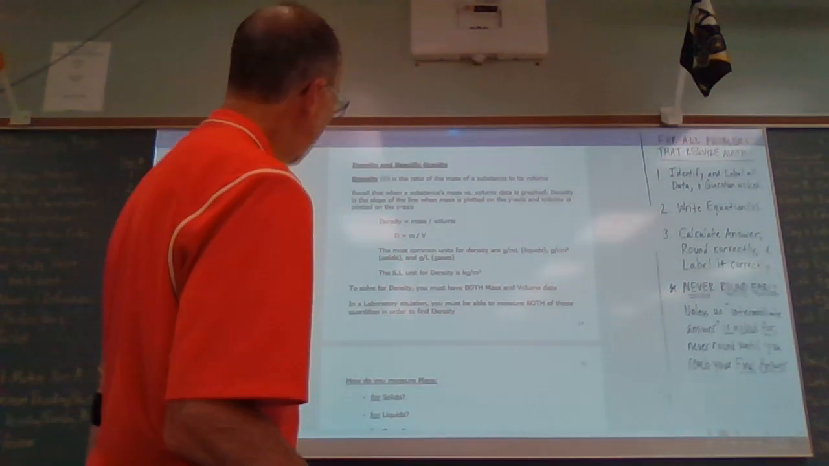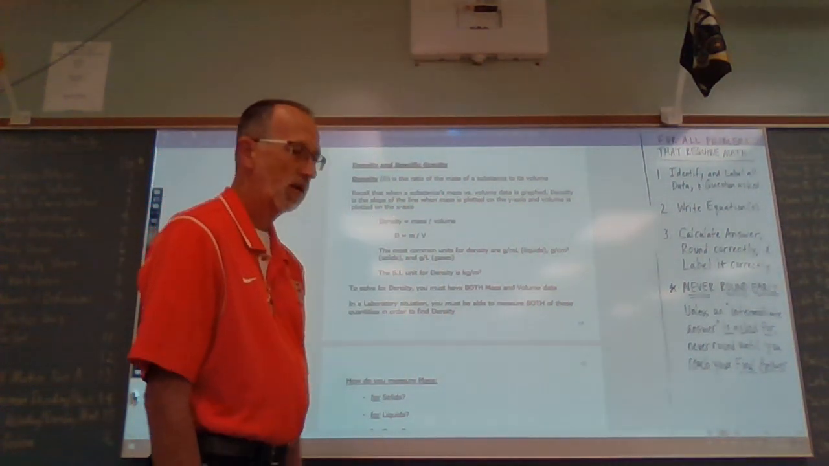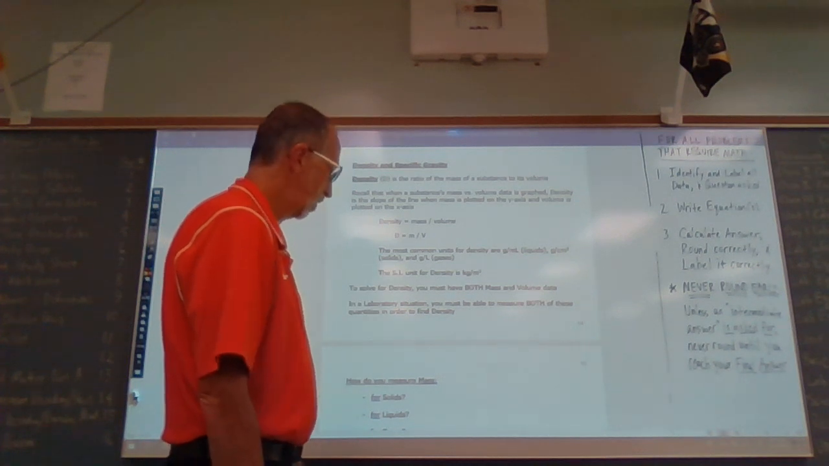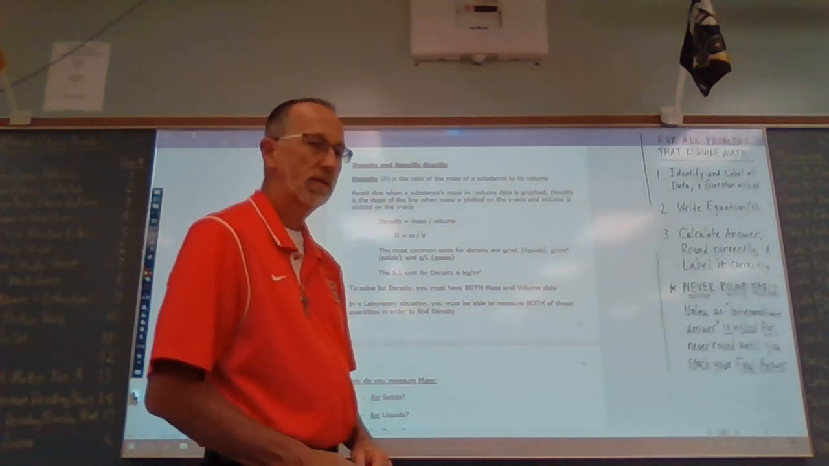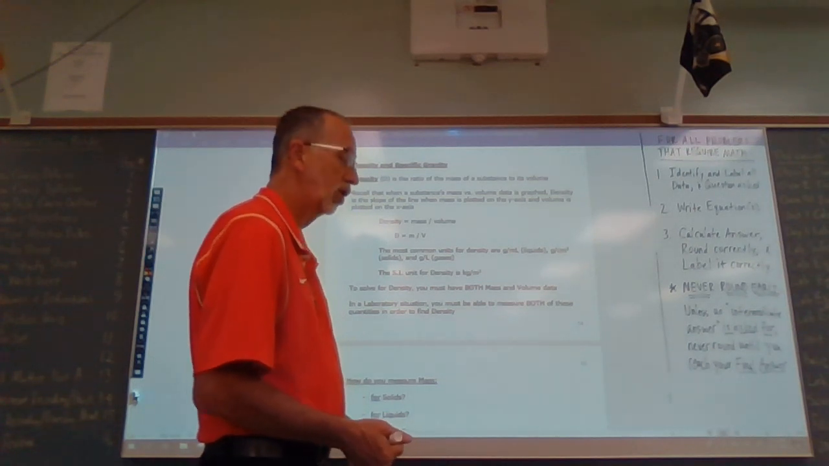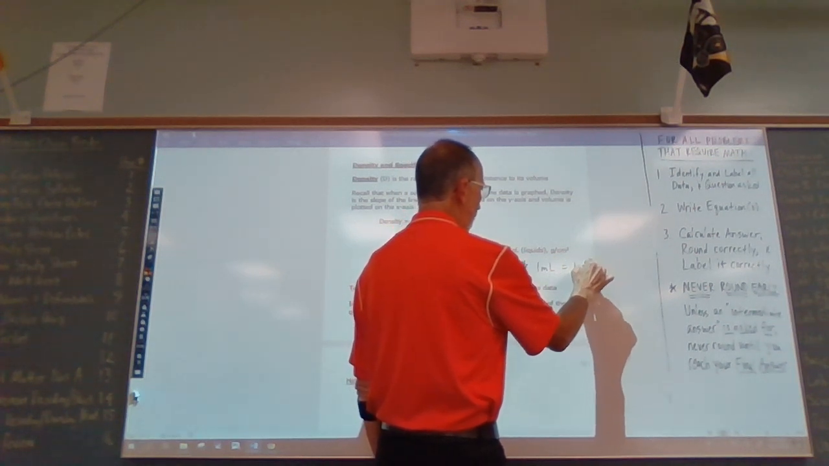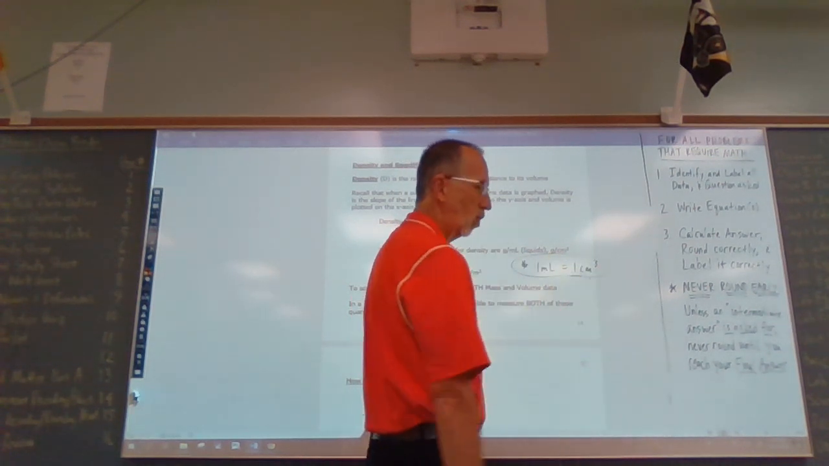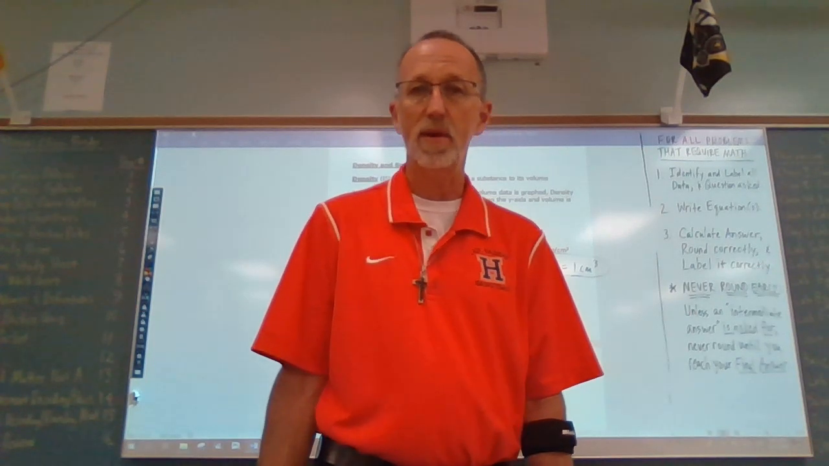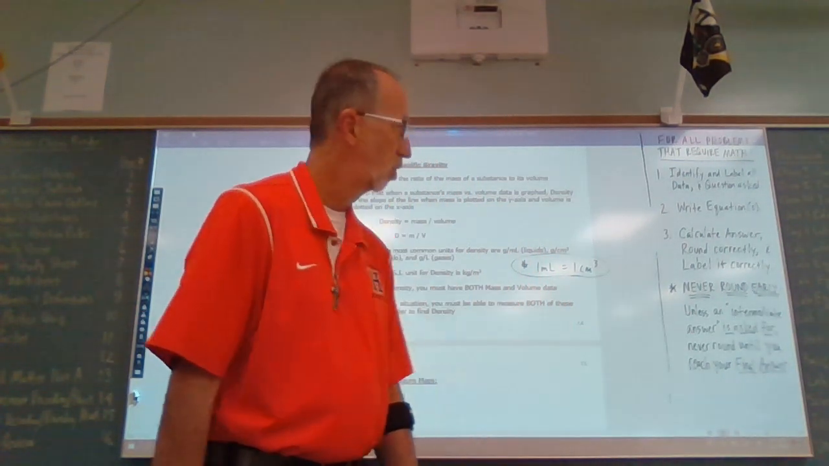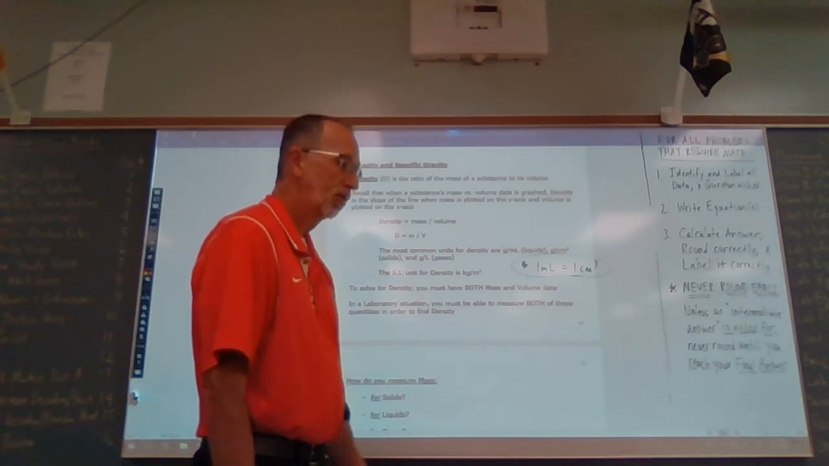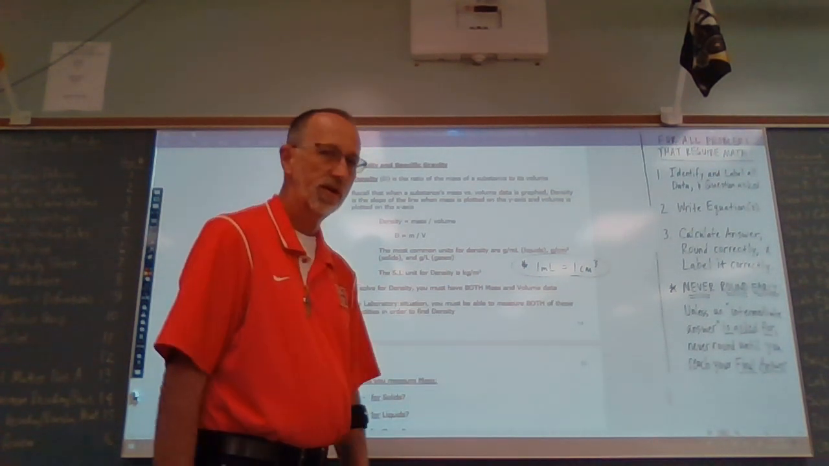So let's move on. We've said this already right here. The most common units for density are grams per mL for liquids, grams per centimeter cubed for solids. Remember that an mL and a centimeter cubed are equivalent. If you took a cube that is 1 centimeter by 1 centimeter by 1 centimeter, or 1 centimeter cubed, it will hold exactly 1 mL of a liquid. So those two units are equivalent. And grams per liter for gases.